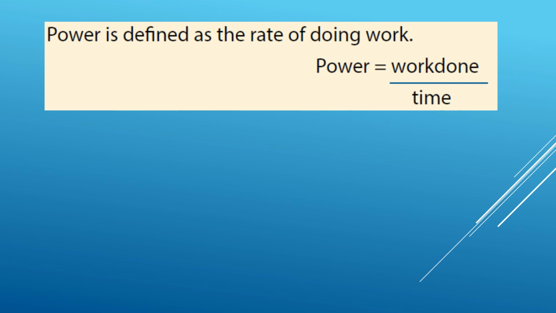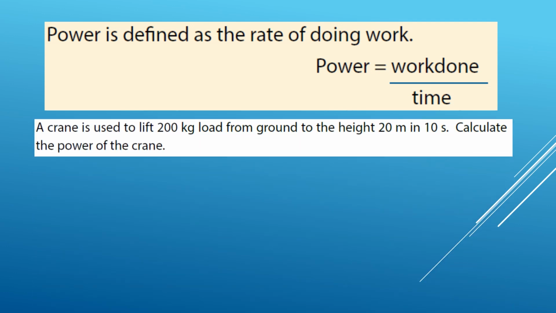Now let us learn about power. Power is actually defined as the rate of doing work, or power is equal to work done over time taken. We can also call it the work done per unit time.